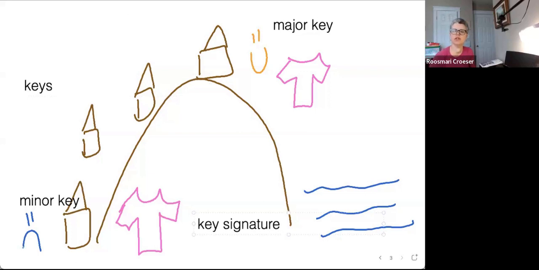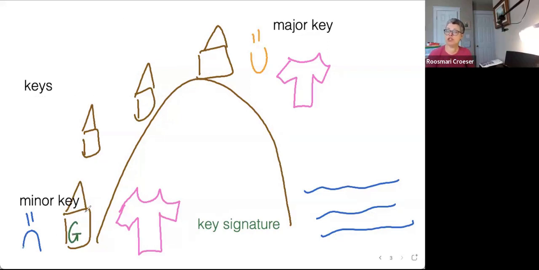How does this work? Well, let's take an example. Let's say the minor guy's name is George. G minor.